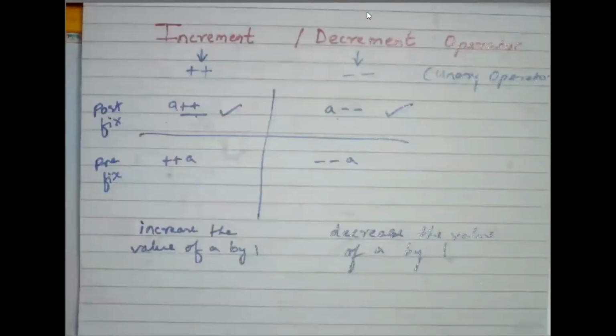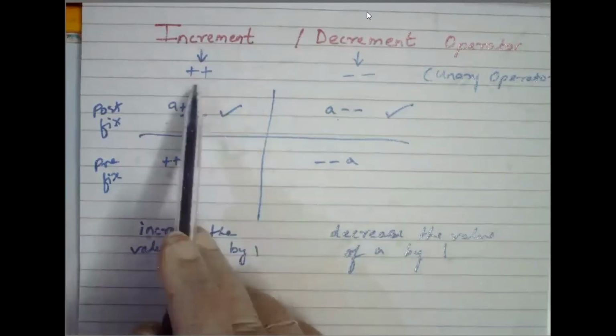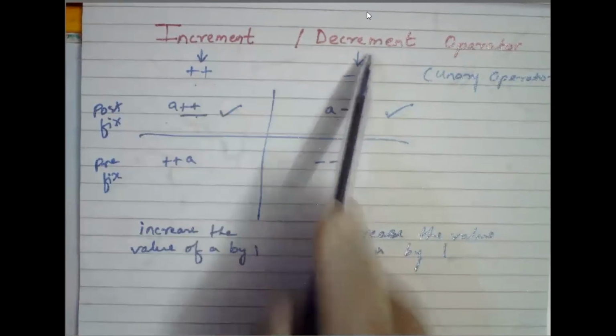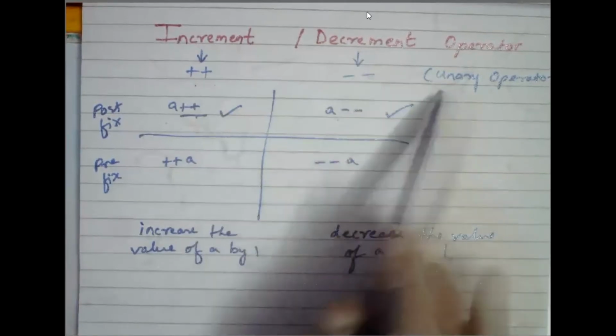Hello students, today in this video we will discuss increment operators and decrement operators. These types of questions usually come as output questions in the compulsory section of your question paper, carrying 2 marks. Now as you can see, the increment operator is denoted by a double plus sign and the decrement operator is denoted by a double minus sign, and these are called unary operators.